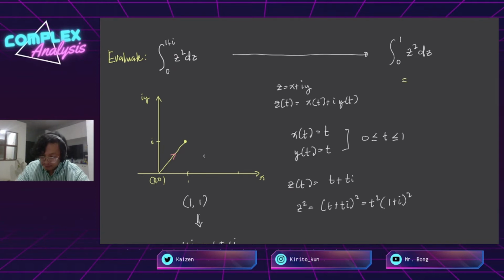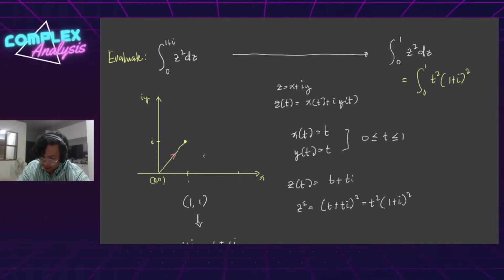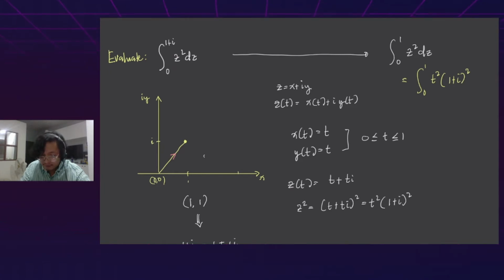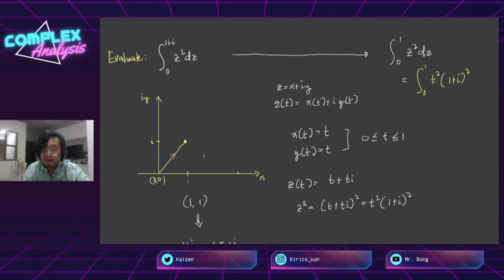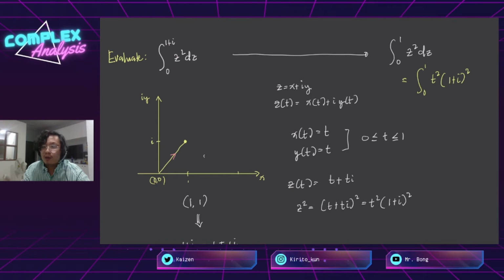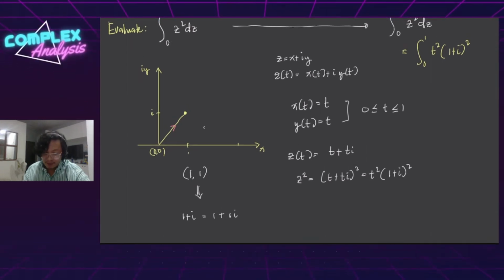So we will have t squared times (1 plus i) squared from 0 to 1 dz, no? But our variables here are all t, no? So therefore, we need to change dz into a function of t, or the derivative with respect to t. So how will we do that? So let's use this equation.